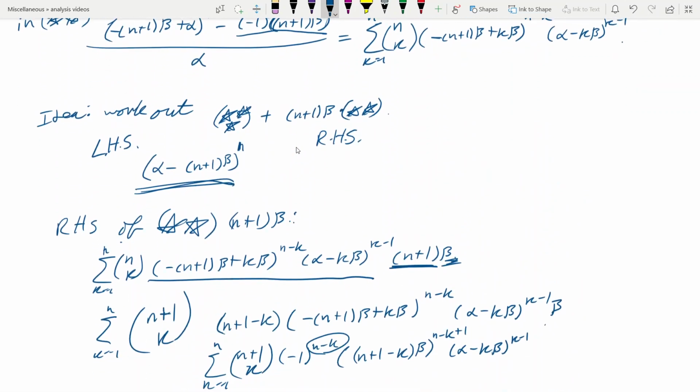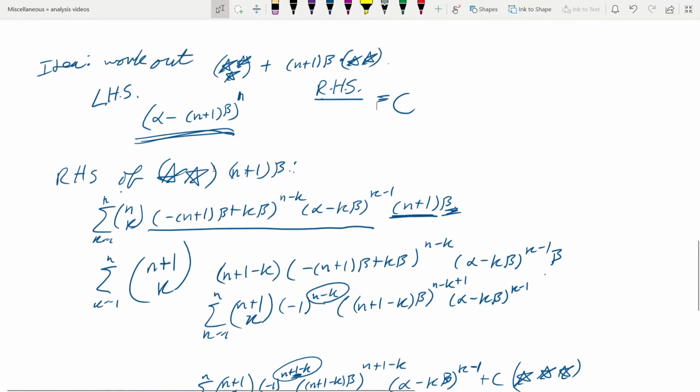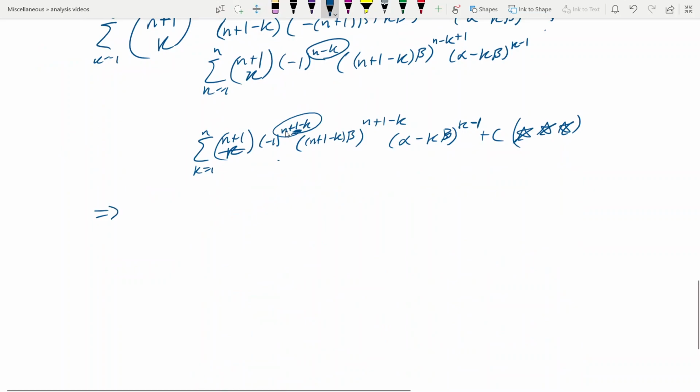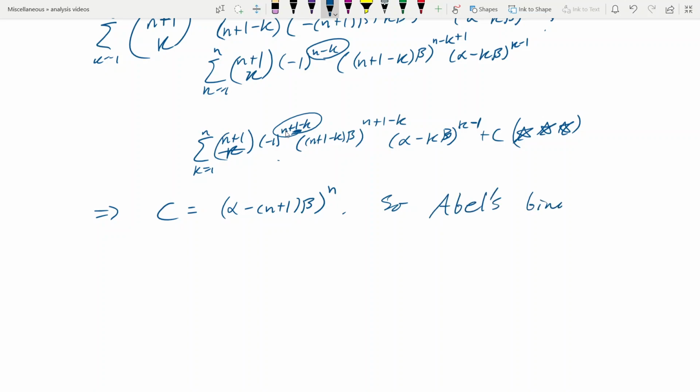So if we go back up here to this right-hand side, this is actually just going to be equal to c. And that proves that c equals the value which we guessed that it should. c is equal to alpha minus n plus 1 beta to the n. And so Abel's binomial theorem is proved.